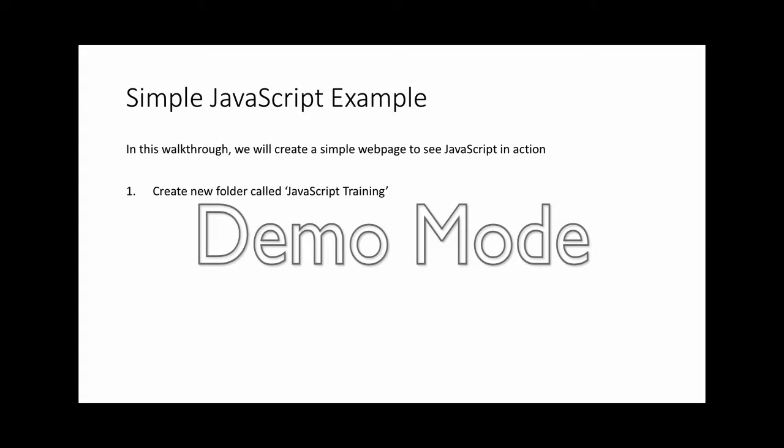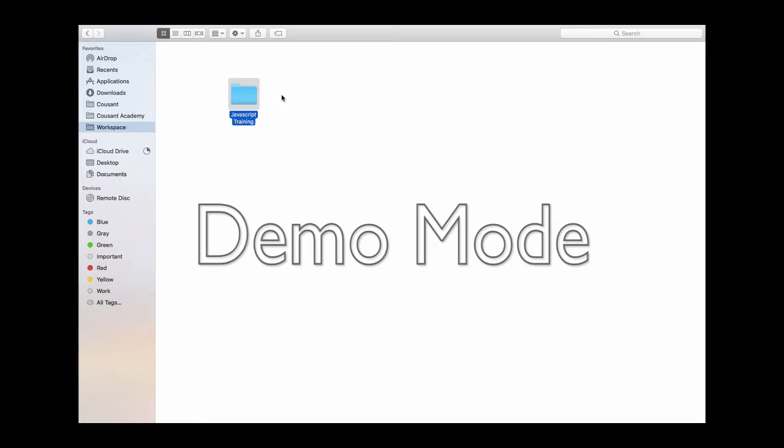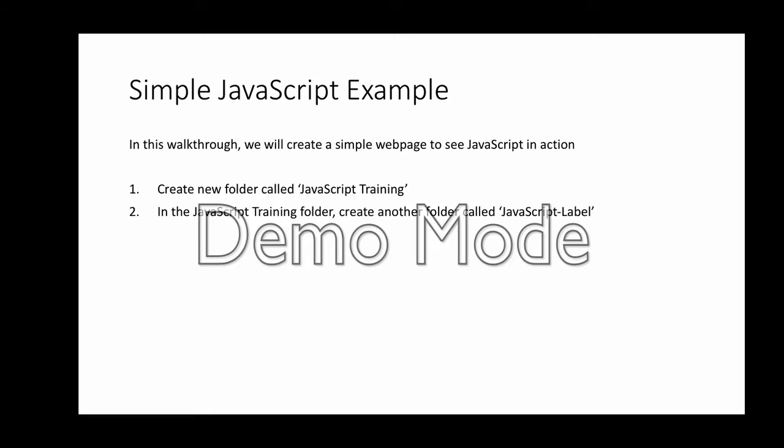Okay, once we've created our JavaScript training folder, the next step is for us to create another folder called JavaScript label. So this is where this actual example is going to reside in. Right, so let's go into our JavaScript training folder, and then I create a new folder called JavaScript label. Okay, now that's all done. Let's move on to the next step.